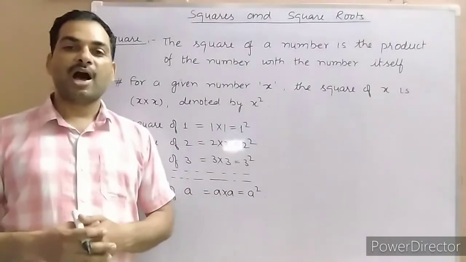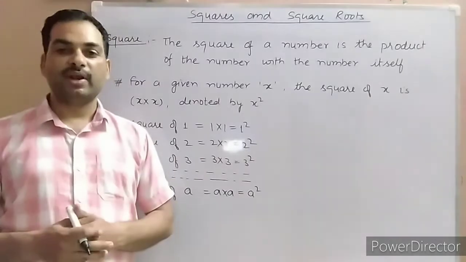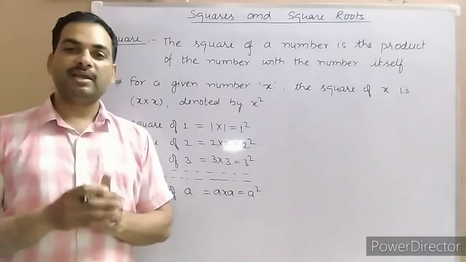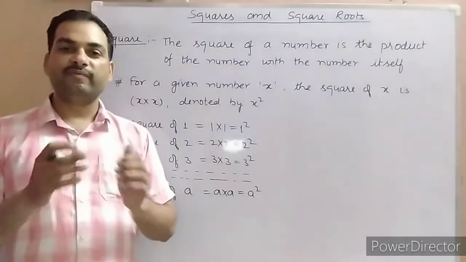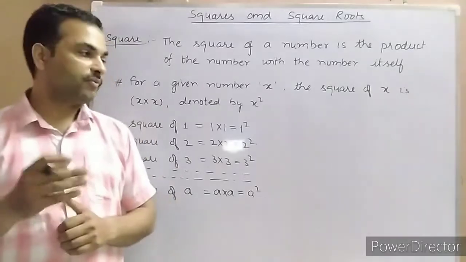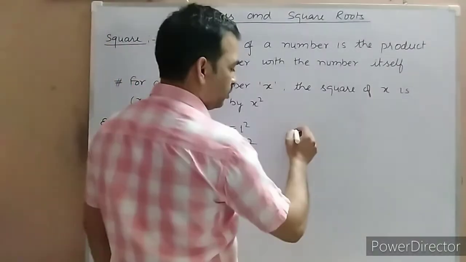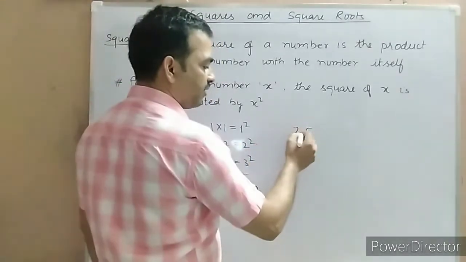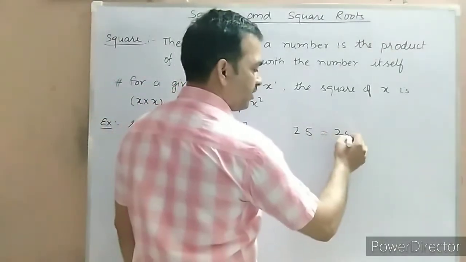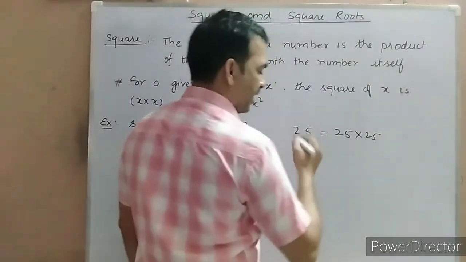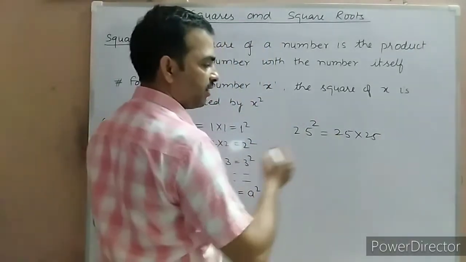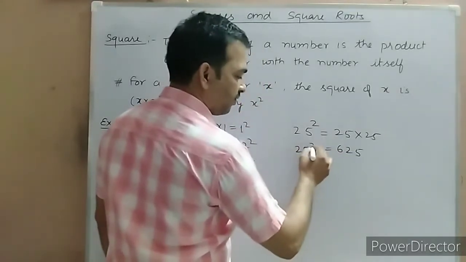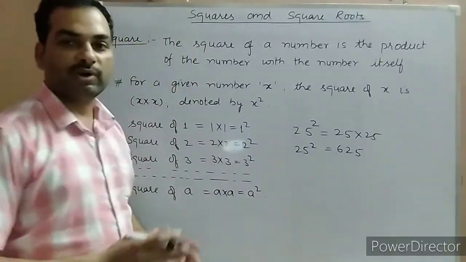So simply, how can we find the square of a number? If we have a number, then we multiply the number by itself, then we get the square of that number. For example, if we have 25, then we have to find the square of 25. So we multiply 25 by 25, which is the square of 25, which is equal to 625. So square of 25 is equal to 625.